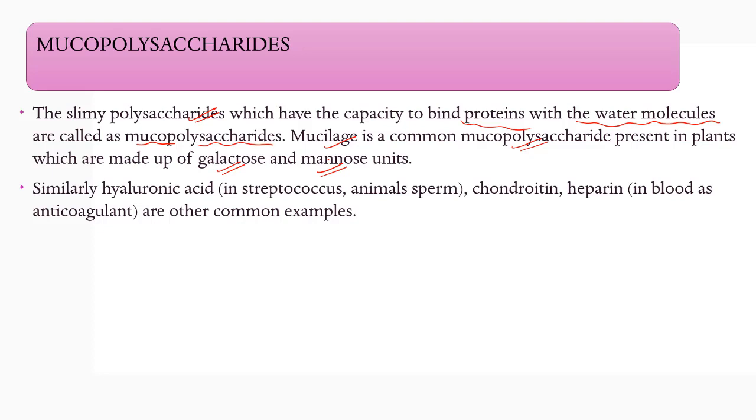A mucopolysaccharide or mucilage. Similarly, hyaluronic acid in Streptococcus and animal sperm, chondroitin 6 sulfate, and heparin in blood vessels are all mucopolysaccharides. Understood? There are two more terms which I have to include in mucosubstances, like peptidoglycans and lipopolysaccharides. They are also mucosubstances.